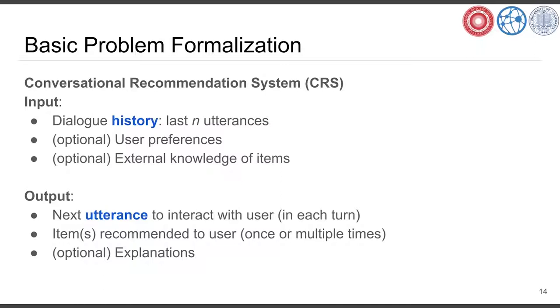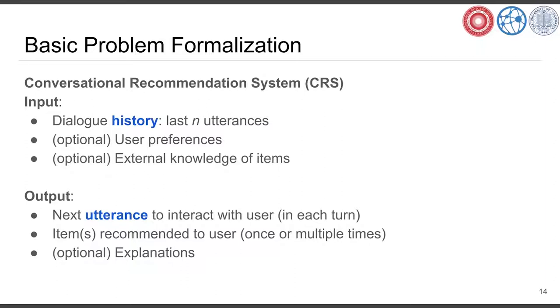And sometimes it will also take into consideration the external knowledge of items from, for example, the knowledge base or knowledge graph, etc., to have a better representation of the items. And the goal of CRS is to output mainly two things. The first is the next utterance that is used to interact with the user. And the type of different utterances define the paradigms of different CRS. We will talk about this later.